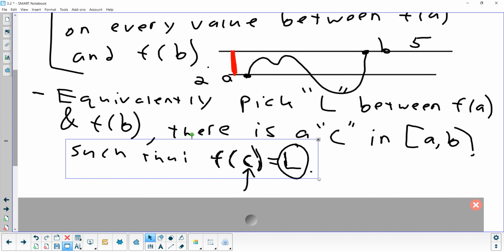Now, if you pick a number outside that interval, let's say you pick 7, there's no guarantee that you're going to be able to plug in a number between A and B and ever get a result of 7. And in this case, it's impossible. This graph never hits 7. Only guaranteeing you that you're going to hit a y value between the starting y value and the ending y value. And that's called the intermediate value theorem.